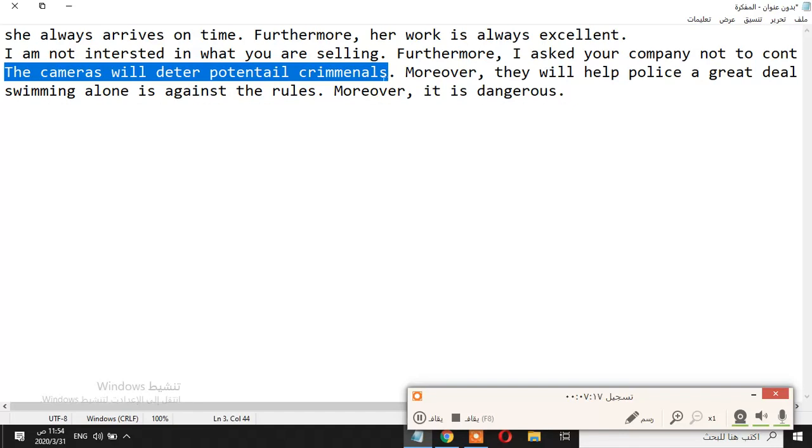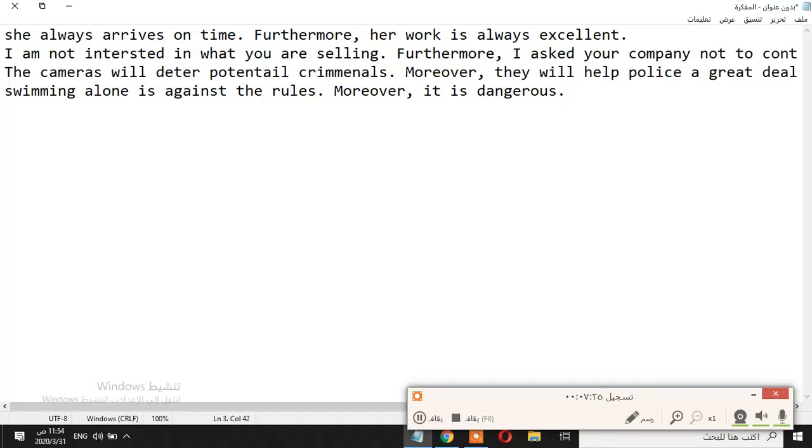الكاميرات هذه اللي بنركبها احنا في الشوارع تستخدم لردع المجرمين الممكنين. صحيح والله صحيح.